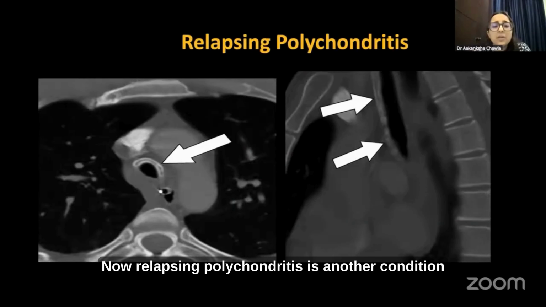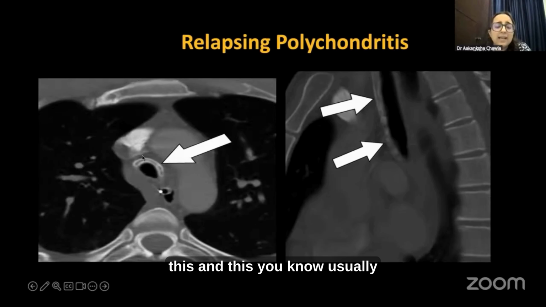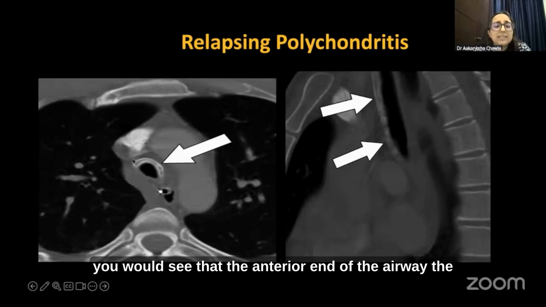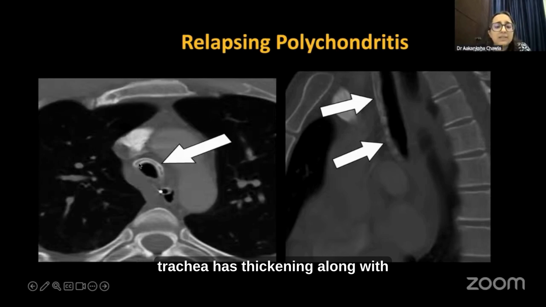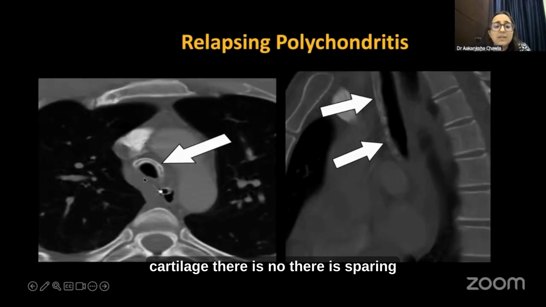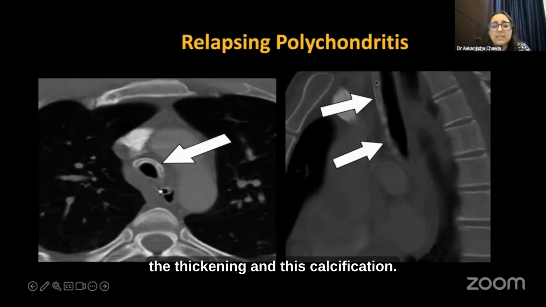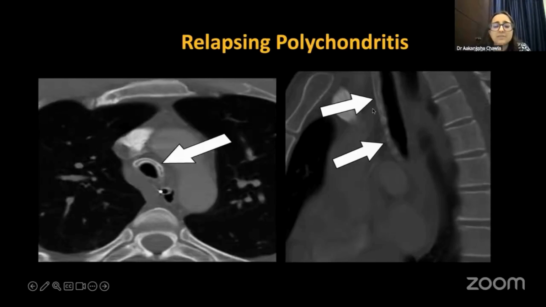Now, relapsing polychondritis is another condition of this. Usually you would see that the anterior end of the airway, the trachea, has thickening along with calcification. Now, because the posterior part does not have any cartilage, there is sparing. There's nothing. You can appreciate this here also, the thickening and the calcification.